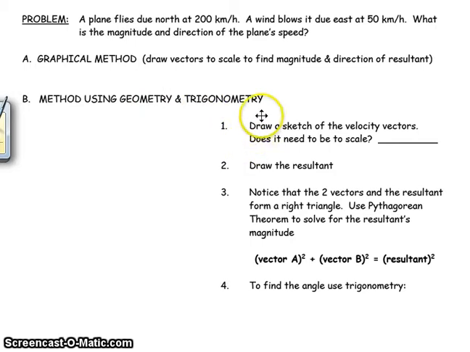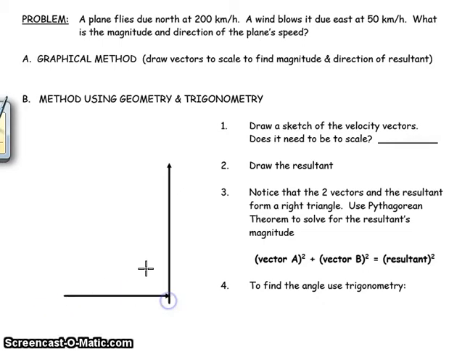So there's basically 4 steps. First, we want to sketch our velocity vector. If you have a straight edge handy, that would be nice. I'm just going to use a Smart notebook. So I'm going to draw a vector to represent the plane's velocity in the north direction. And then I'm going to do the same thing in the east direction, actually to the right. Okay, so I'm going to do it like that.